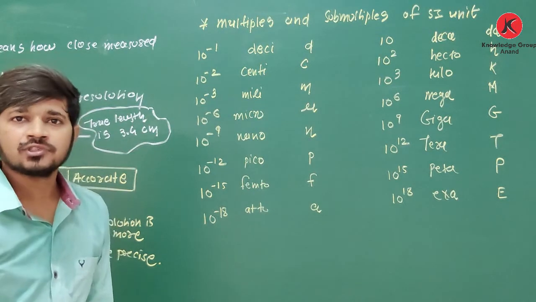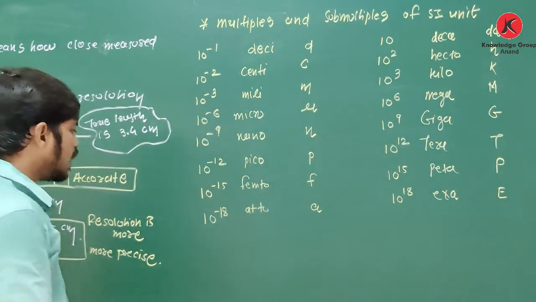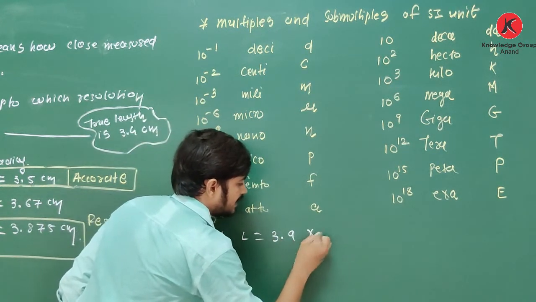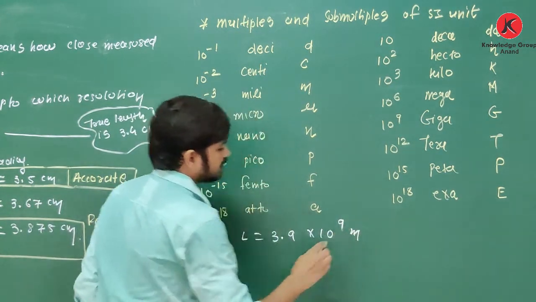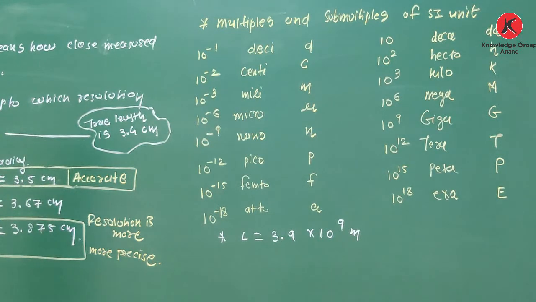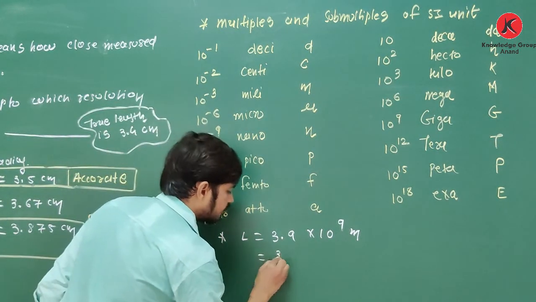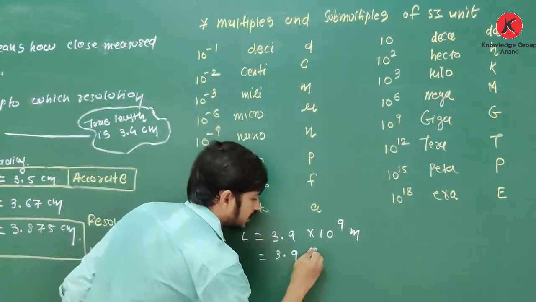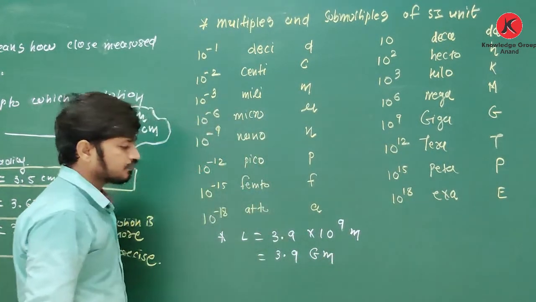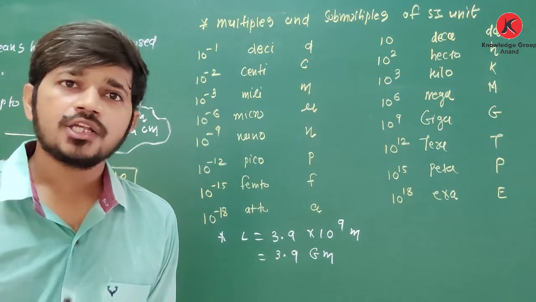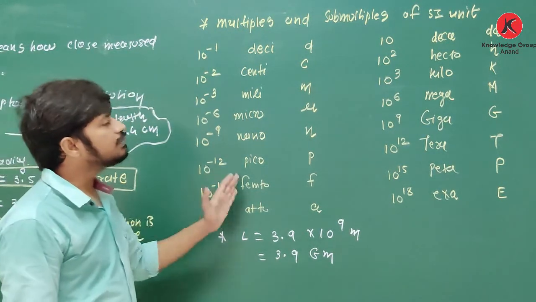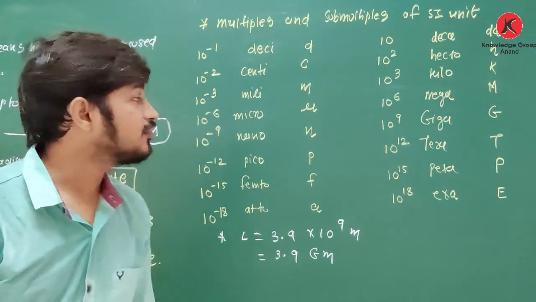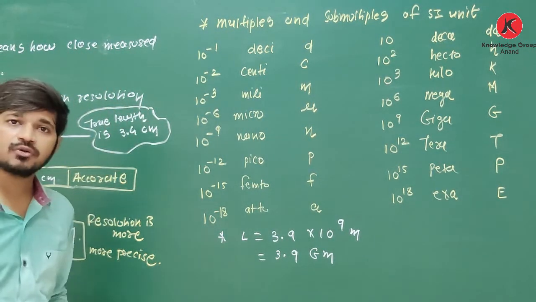Clear about this? Because if I have one example like this, L is equal to 3.9 into 10 raised to 9 meter, then I can also write this length as 3.9 giga meter, because 10 raised to 9 means giga. Clear about this? So that is the use of multiples and submultiples that you have to remember. Clear about this? Okay.